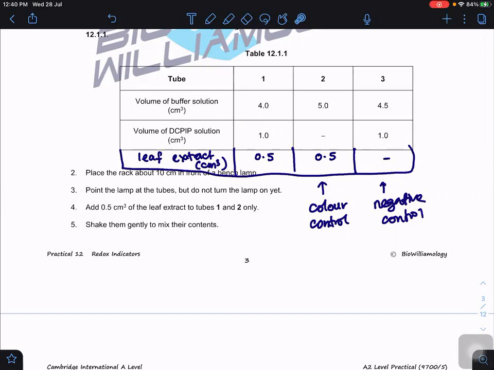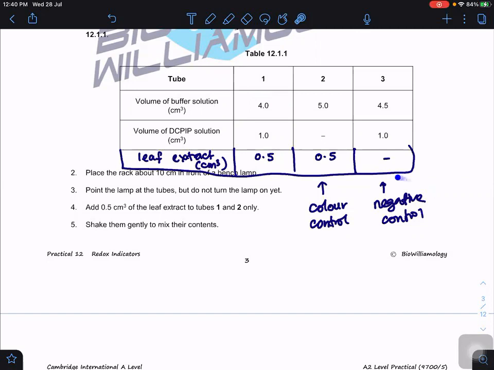Again, to replace the 0.5 cm³ of the leaf extract, to maintain the concentration as well as the osmotic property, we replace it with 0.5 cm³ of buffer solution. So you can see here why 4.5: originally 4, and 0.5 as the replacement.